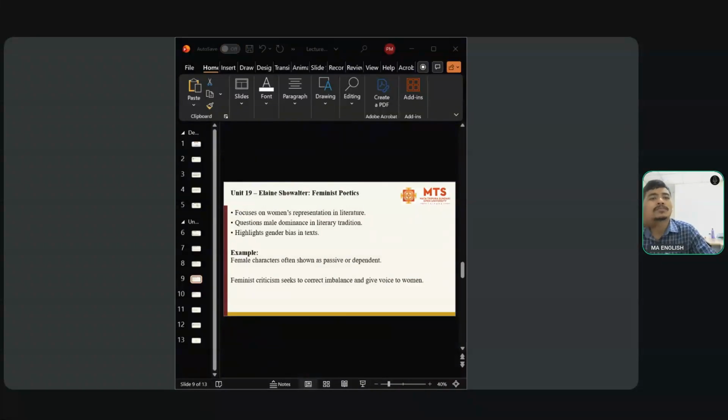So this topic, feminist poetics, is a branch of literary criticism. We shall be focusing on feminist poetics based on Elaine Showalter. Now what is this? Feminist criticism is a branch of literary criticism that focuses on how women are represented in literature, how gender shapes both the writing and the reading of texts, and how literary traditions have historically been dominated by male perspectives. So let's begin.